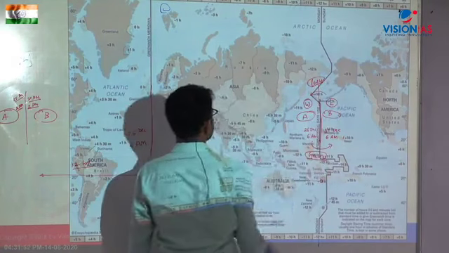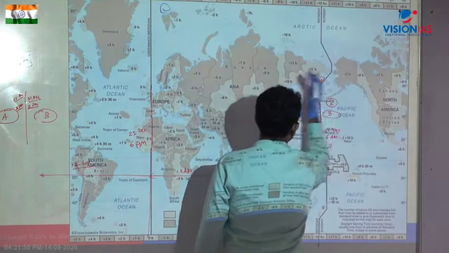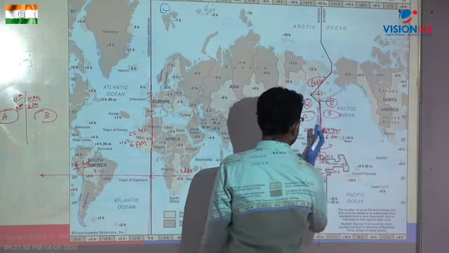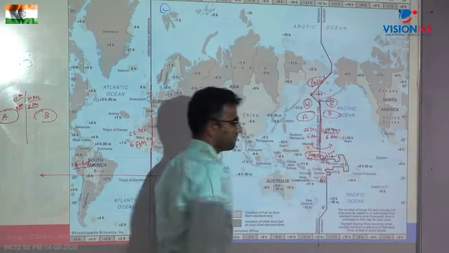Remember, this is very confusing. If a person crosses the international date line from east to west, he loses a day. If a person crosses the international date line from west to east, he gains a day.